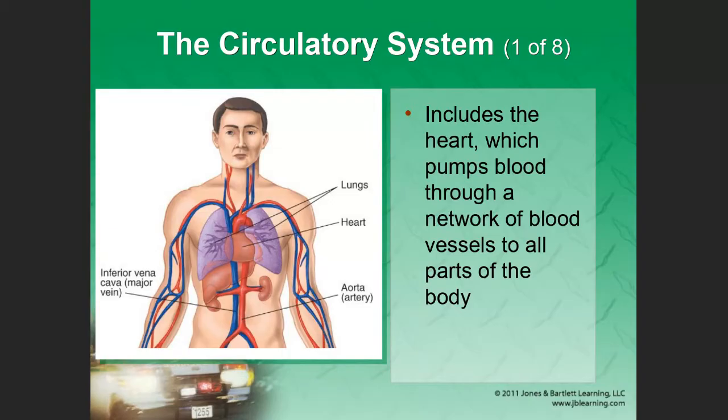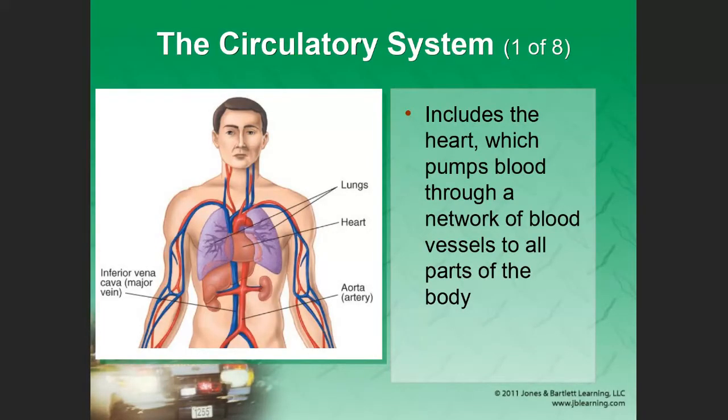So that's the veins. So again, veins carry blood towards the heart, and they primarily carry deoxygenated blood, with the exception of the pulmonary veins. So the pulmonary veins carry oxygenated blood from the lungs to the left side of the heart.